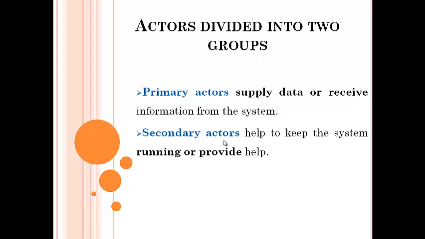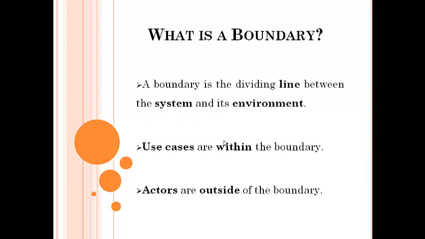Actors can be divided into groups, primary actors and secondary actors. The first supplies the data or receives the information from the system, and the latter helps to keep the system running or provides help. What is a boundary? A boundary is a dividing line between the system and its environment. The use cases are within the boundary and the actors are outside the boundary.